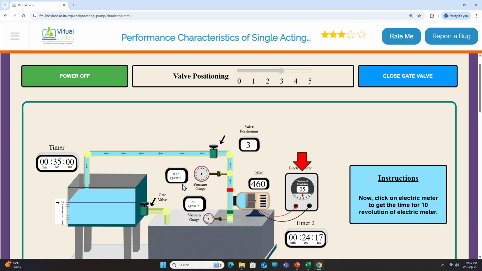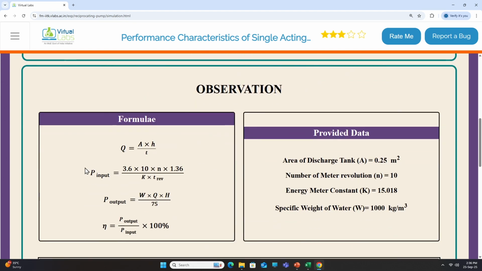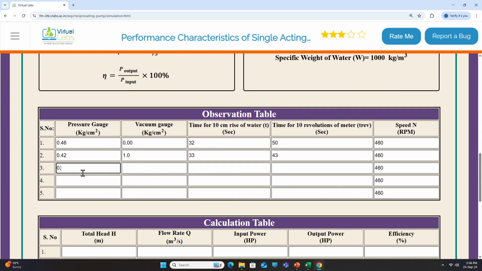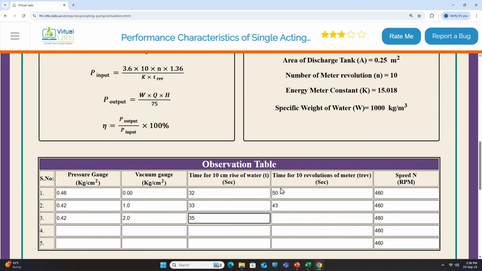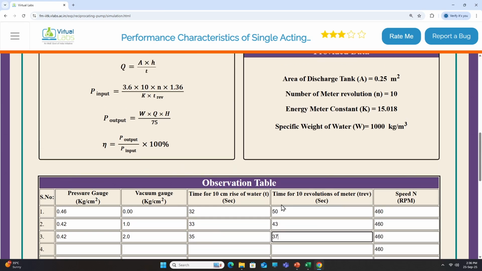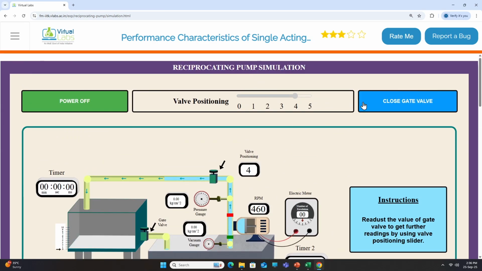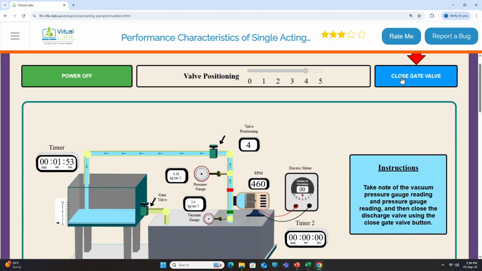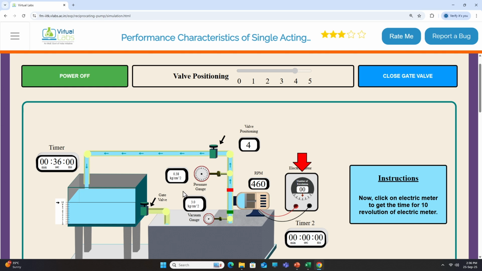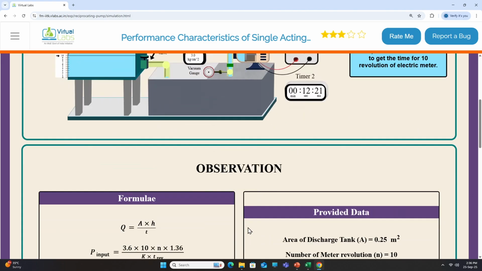I will note down the readings 0.42, 2.0 and 35 seconds. 2.0 and it took 35 seconds. So, the time taken here for 10 revolutions is 37 seconds. Now at position 4, it is running here, closing the gate valve. It is 0.38 of the pressure gauge reading, 3.0 vacuum gauge reading, 36 seconds of filling the tank till 10 centimeters.